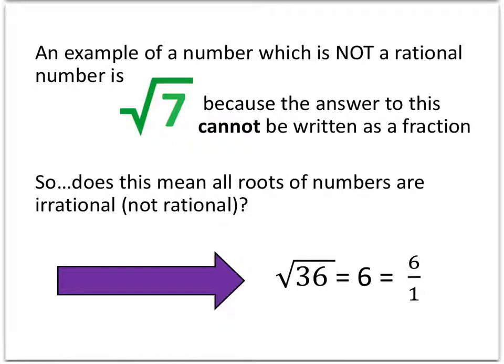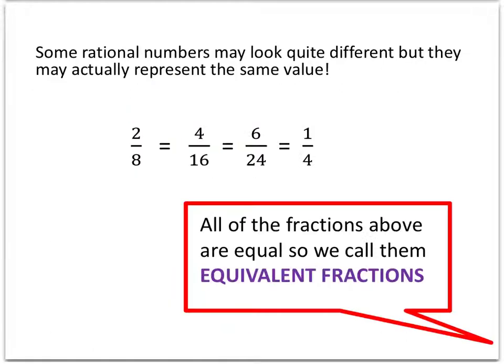An example of a number which is not a rational number is the square root of 7, because the answer to this cannot be written as a fraction. So, does this mean all roots of numbers are irrational? What about the square root of 36? You know that the square root of 36 is 6, and we can write 6 as 6/1. So this means that any number that's a perfect square is rational. So not all roots of numbers are irrational.